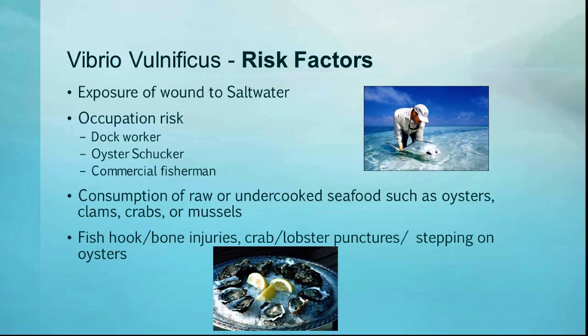You can also get Vulnificus from consumption of raw or undercooked seafood, and the major seafood that you get that from is oysters, clams, crabs, and mussels. You can also get it through fish hook and fish bone injuries, punctures through crab or lobster, and also from stepping on oysters. So you can see the oysters in that picture.